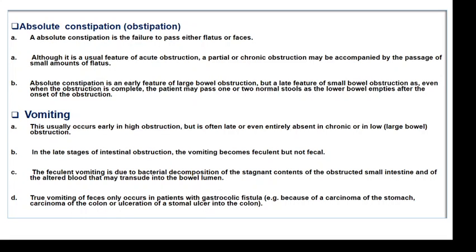Vomiting usually occurs as an early sign in high obstruction, but it is not common, or sometimes it is absent, in low or large bowel obstruction. In the later stages of intestinal obstruction, the vomiting may become feculent, but not fecal. As we know, when a patient develops intestinal obstruction, if it is distal at the ileal side or in the colon, you might have vomiting of gastric content, which is colorless and acidic.